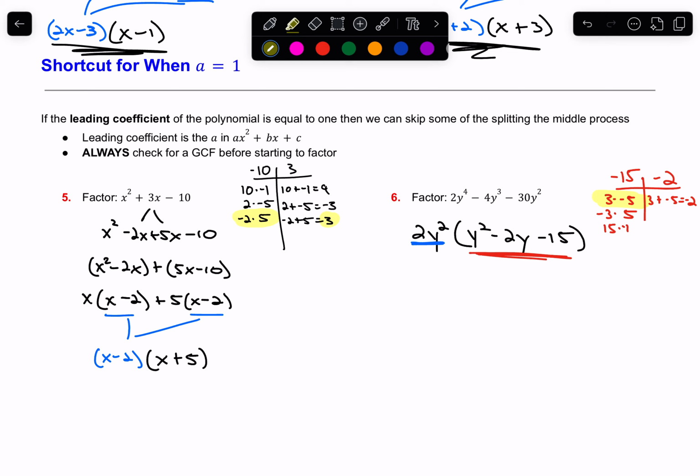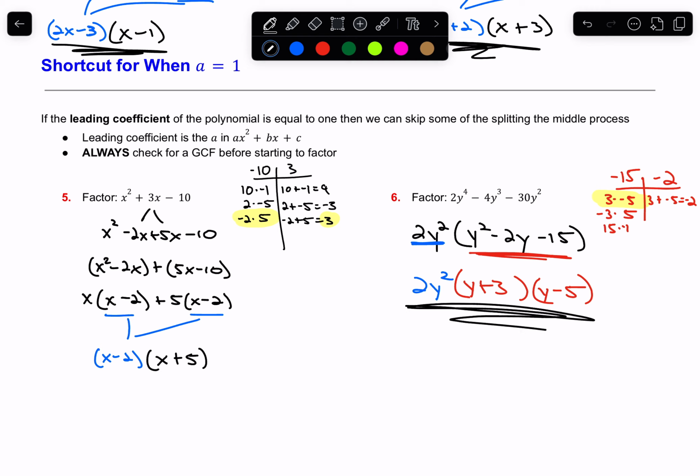So now instead of splitting the middle, I'm going to go directly to this red part: y plus 3 times y minus 5. I don't have to do any extra work. I just take these two numbers and go directly to y plus the first number, so y plus 3, and then y plus the second number, but since it's a negative 5, it looks like y minus 5. We can't forget, though, about the 2y squared in front. That didn't go anywhere. It's still there. So now our answer is all three of these things multiplied together, and that is the fully factored form of 2y to the fourth minus 4y cubed minus 30y squared.